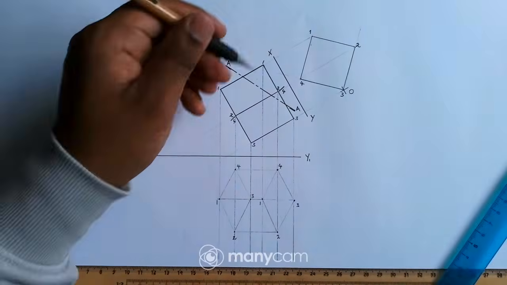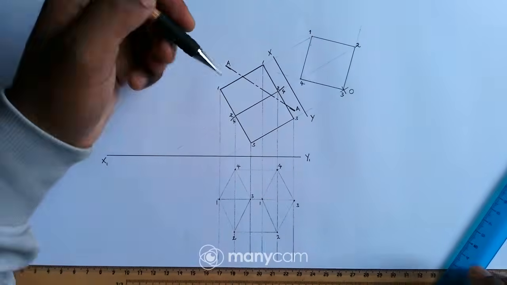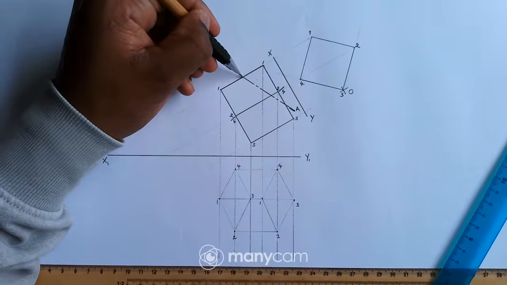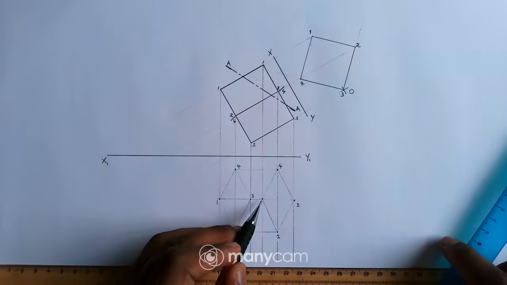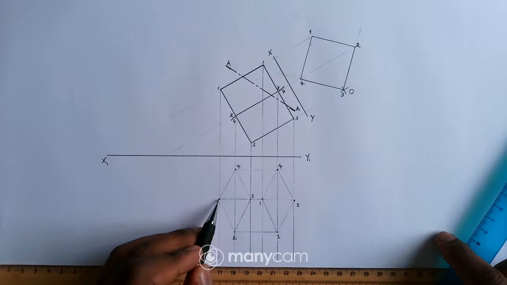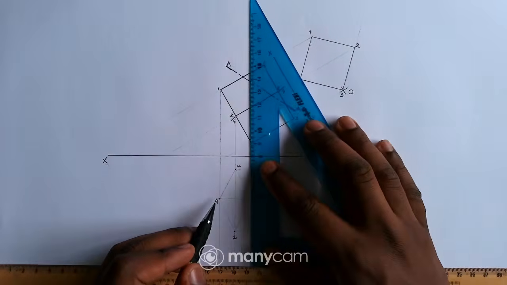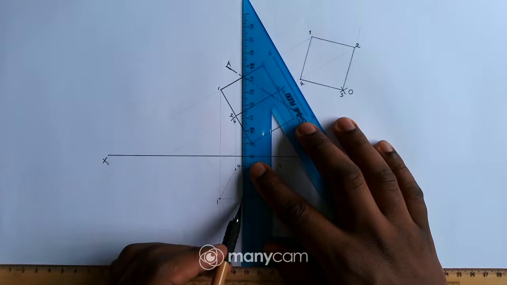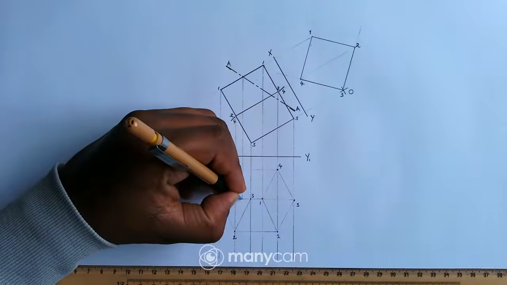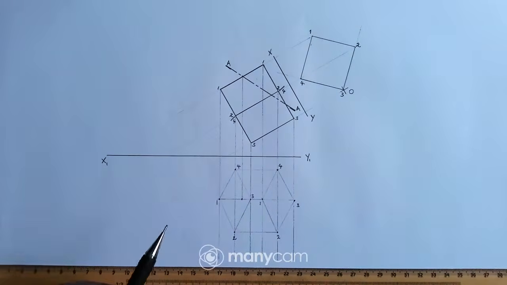So I'll just project this point first. Obviously the cutting plane is cutting line 1 1 there. So where is 1 1 from the top view? 1 1 is right there, so I'll have to project that point to that line. So just project that point to this line. So this is our first point of the cut surface, right?